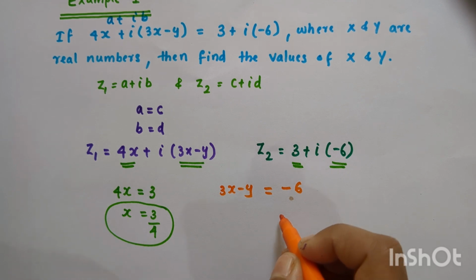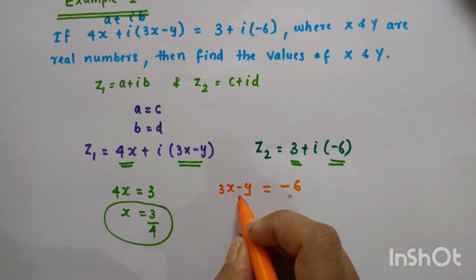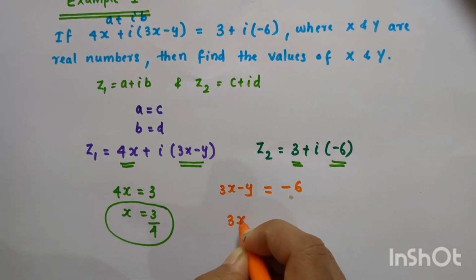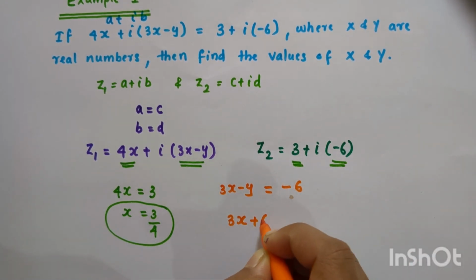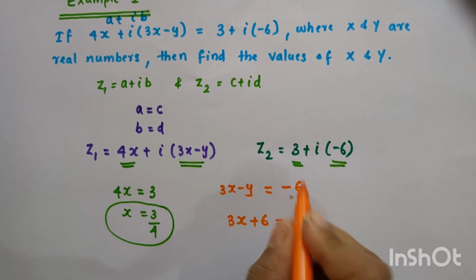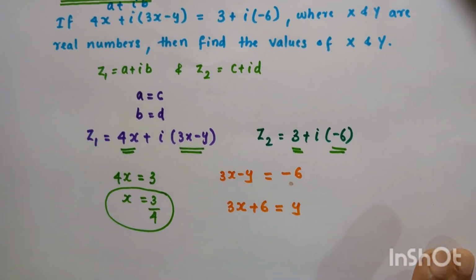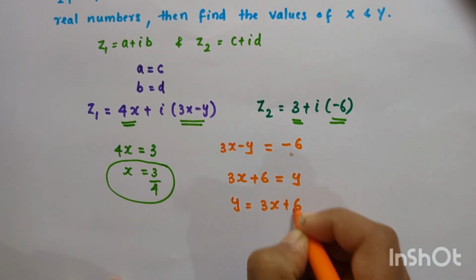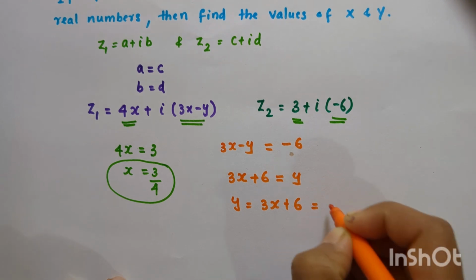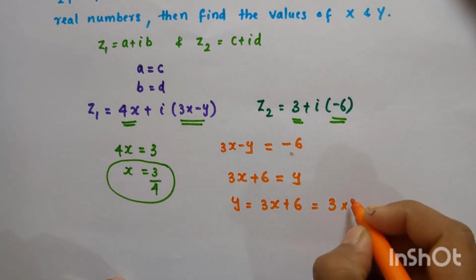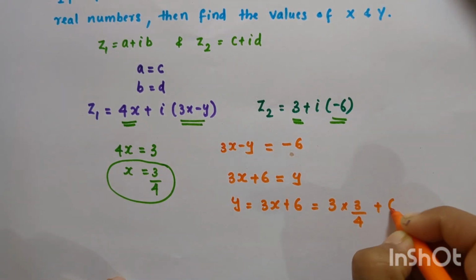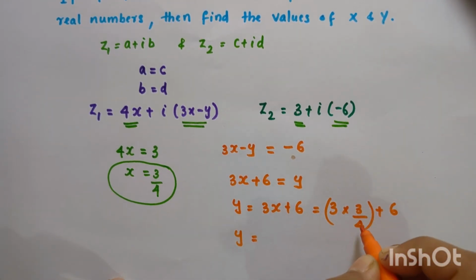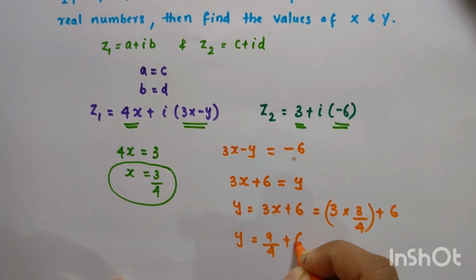From this we can write, I am taking this minus y to this side and minus 6 to this side. So 3x, taking minus 6 to this side becomes plus 6, is equal to, taking minus y to this side becomes plus y. So we can write y is equal to 3x plus 6. This is equal to 3 into, what is the value of x? 3 by 4, plus 6. So y is equal to 3 into 3, 9 by 4, plus 6.